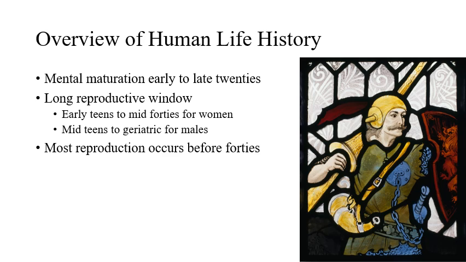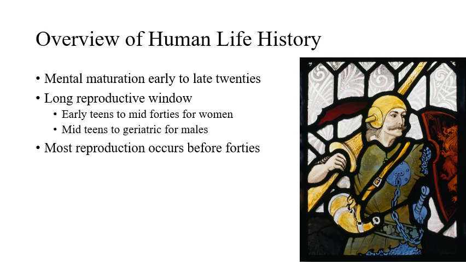It's your early teens to the mid 40s for women, and for men it's the mid teens to geriatric age. Like I think it was Robert De Niro just had a baby and he's like 75. So it's a really long reproductive window. But even so, most reproduction occurs before the 40s. The vast majority of human offspring are born to parents who are younger than 40. But even that, a 20-year reproductive window is still a really long window.